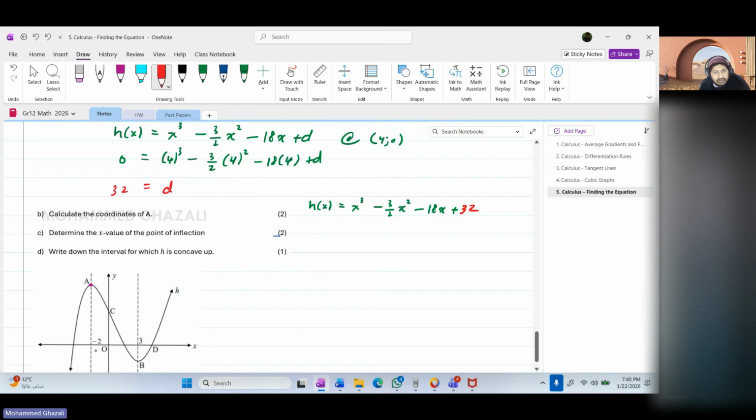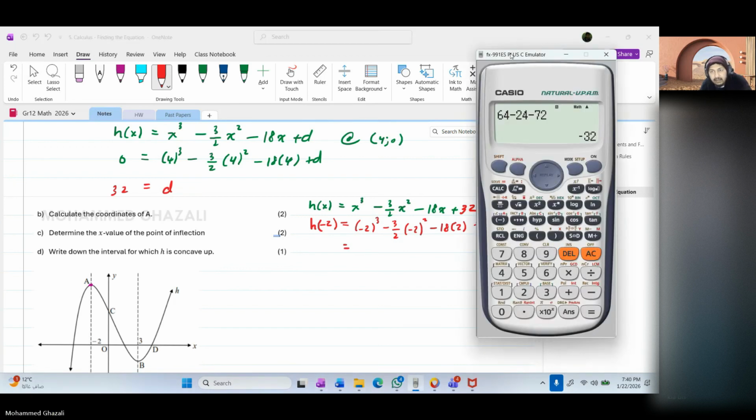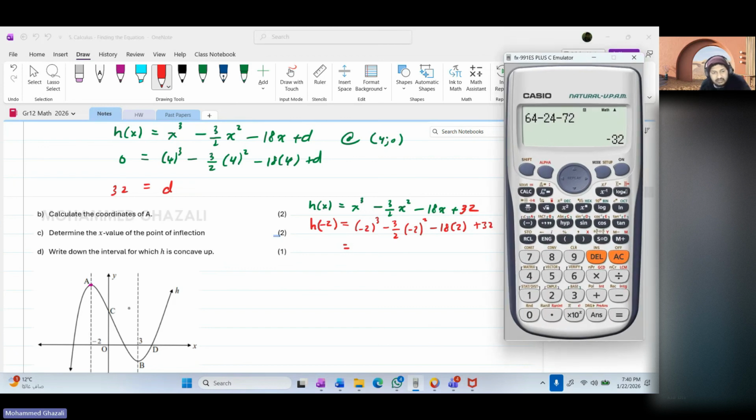Now I want to find the coordinates of A, but I already have the x value. So just find the y value. It's very simple. Just substitute -2. So you substitute -2 inside here, the entire equation, you're going to say -2 cubed minus 3 over 2 times -2 minus 18x. Let me solve all this. I just need you to focus and see if I'm doing everything correctly, right? So that's -8, -6, -36 plus 32.